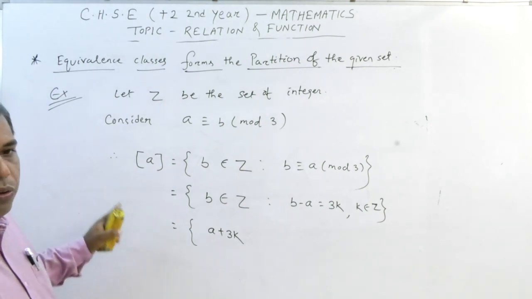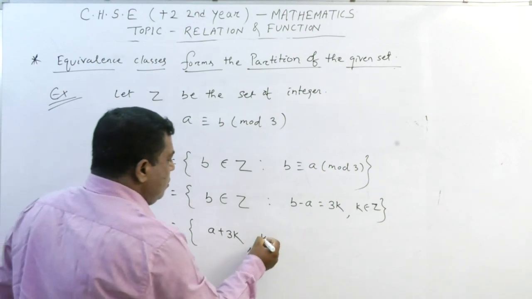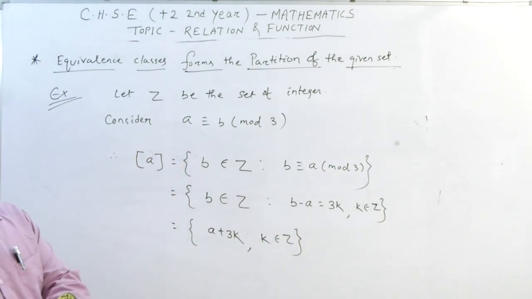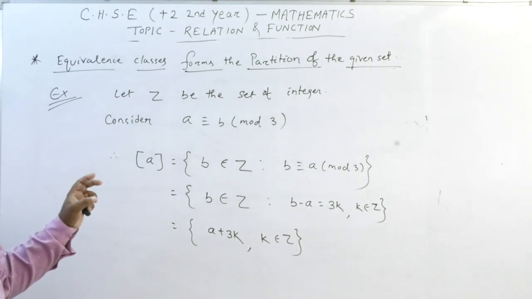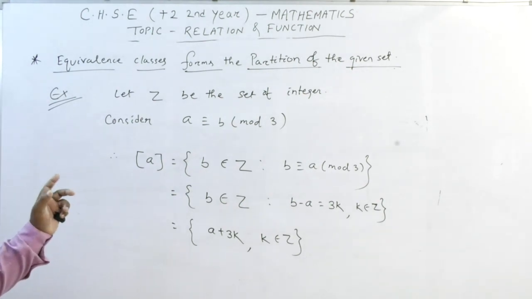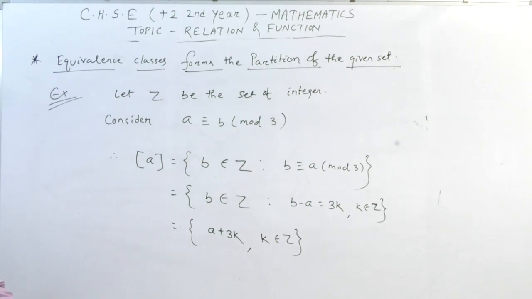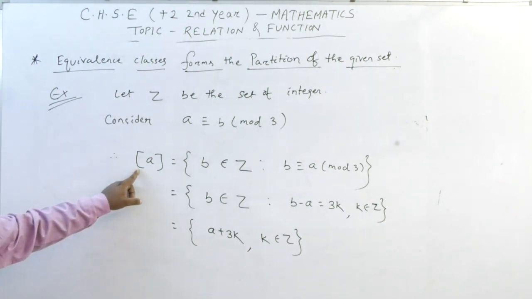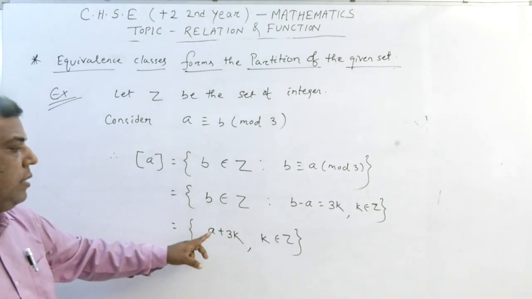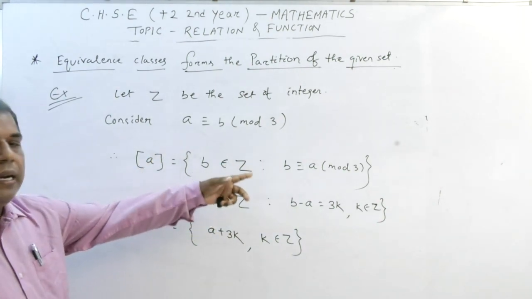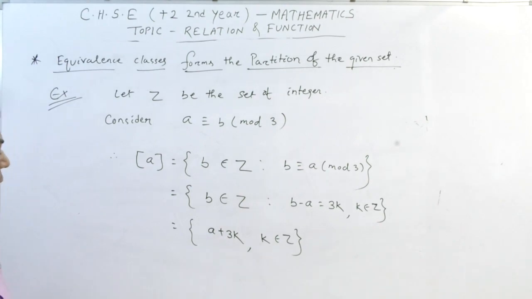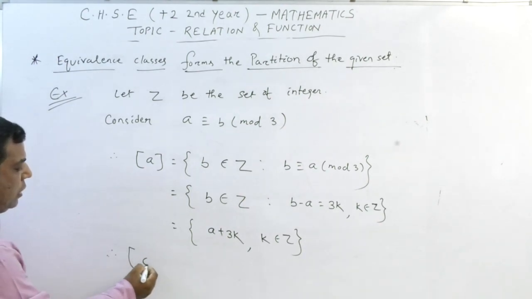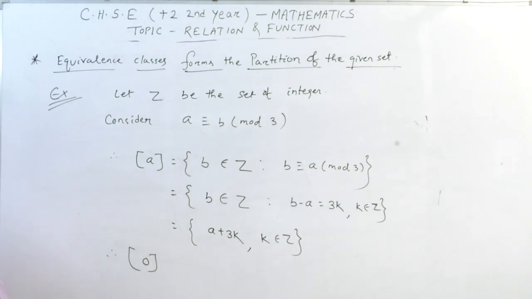Yes or no, it is equal to a plus 3k where k belongs to Z. Yes, we can write it as a plus 3k. So the equivalence class of a means those elements that are related with each other. Therefore, in this way, if we put the element 0, what is its equivalence class?